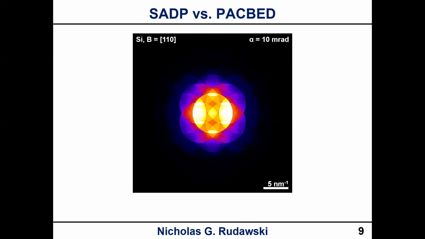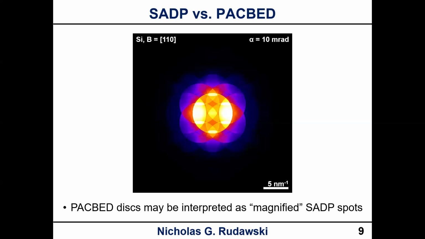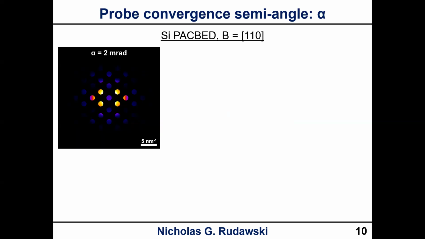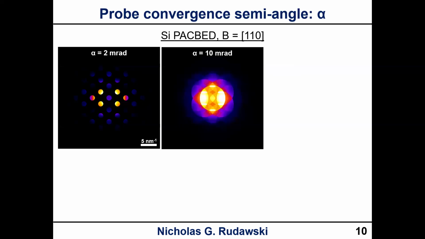Okay, 10 millirad is typical of what we would use if we're doing non-corrected STEM imaging at atomic resolution. You can think of the disks in PACBED as magnified SADP spots, if that's helpful. If we look at this alpha parameter in a little more detail, again it's silicon along 110. If we increase alpha to 2 millirad, we can see the spots get bigger, but I'm not overlapping the disks at all. If I go to 10 millirad, as we just saw, now I'm getting a lot more overlap.